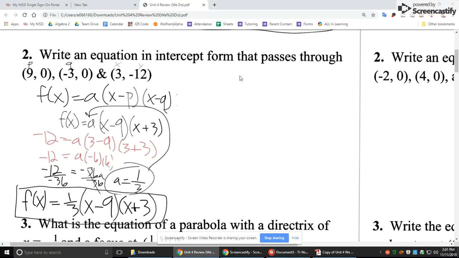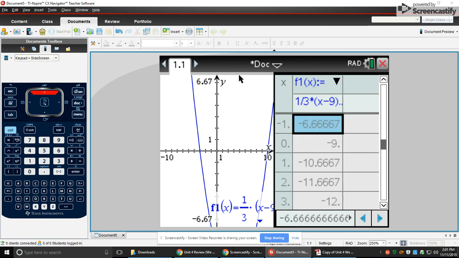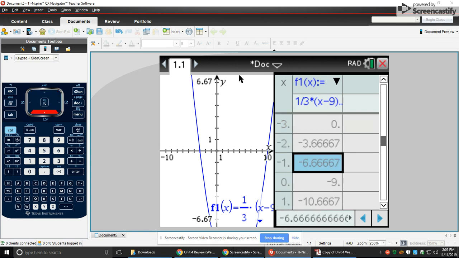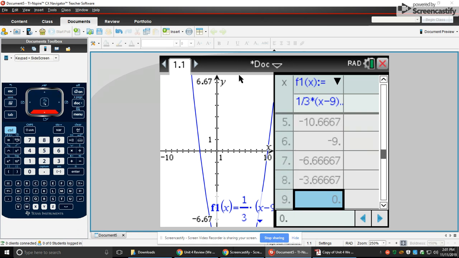and the points that were given to me were (3, -12). There's 3, -12, 9, 0, and -3, 0. So -3, 0 is there, and scroll to 9, 0. There it is.